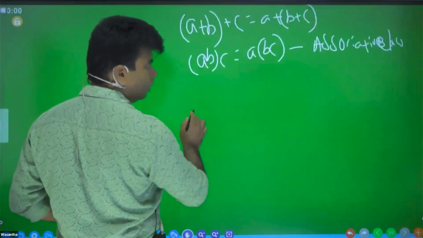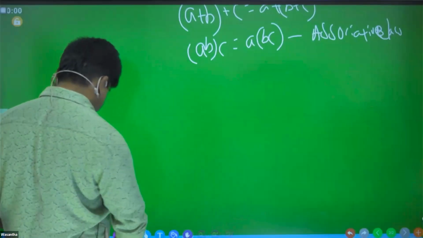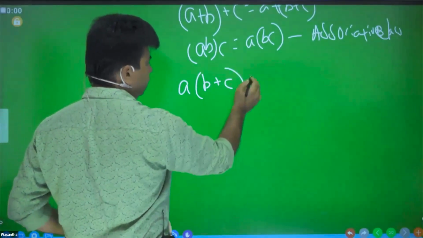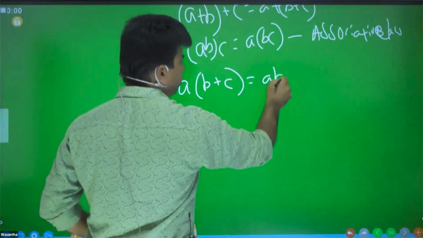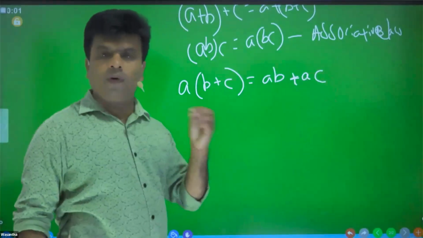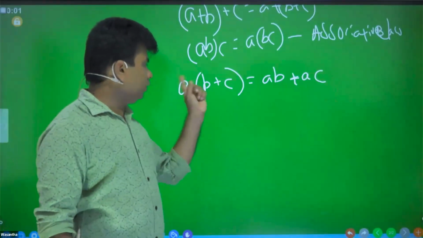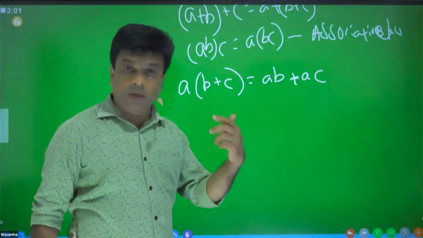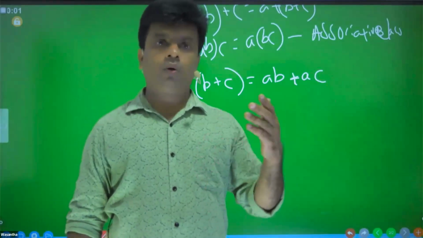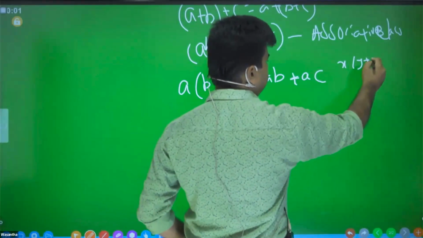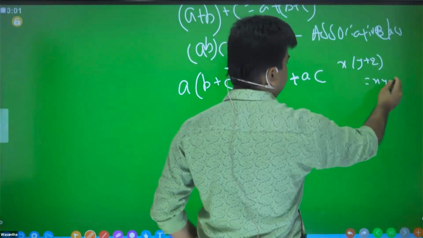And you know that distributive law, right? That means A into B plus C. This is called distributive over addition. What does it mean actually? We can multiply for this addition. Otherwise, x into y plus z is equal to xy plus xz.